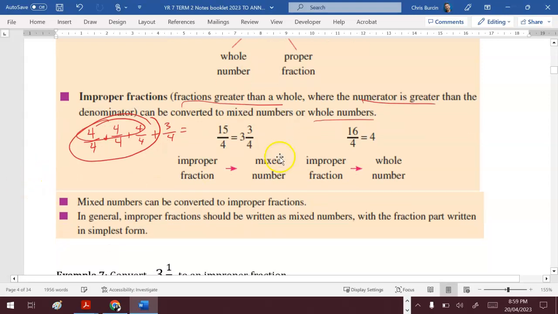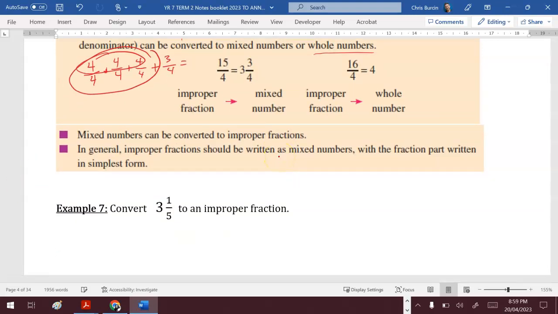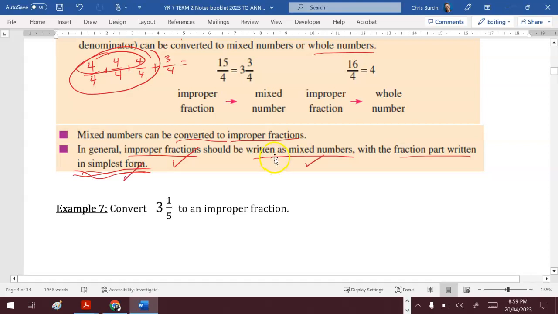Let's keep going. Mixed numbers can be converted to improper fractions by doing sort of the opposite, and we'll do that next. And in general, improper fractions should be written as mixed numbers, with the fraction part written in its simplest form, which is really important.